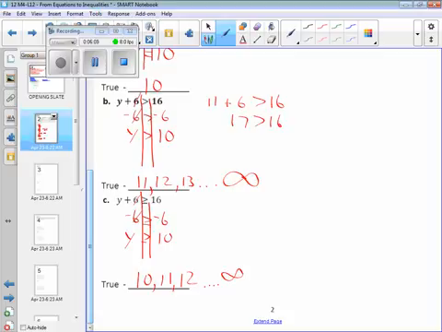Will it work for 18? Does 18 make it true? Yes. 28. Yes. 10.1. Yes. 10. Yes. Yes, now it does, because it can be equal to 10. 9.999999. No good. Okay.